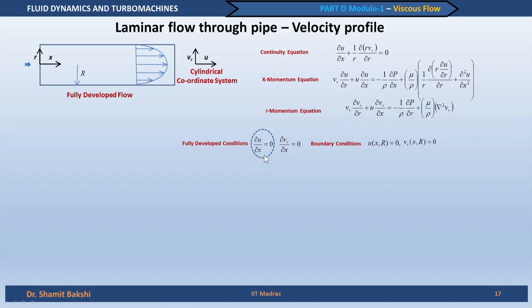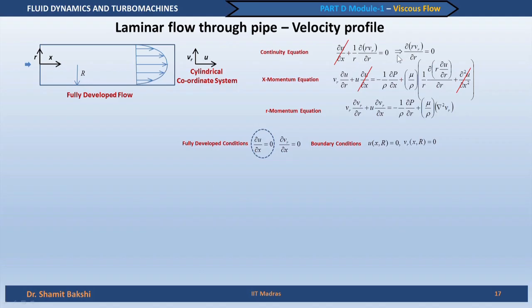Now, let us look at this condition del u by del x is equal to 0. This fully developed condition immediately makes a lot of simplification, because this term goes out, this term also goes out and this term also goes out. It also tells us that, mathematically speaking, u is only a function of r and not a function of x, because this condition is also a differential equation. So, del u by del x is equal to 0 means u is a function of r, where r means small r here; capital R is basically a constant which is the radius of the pipe.